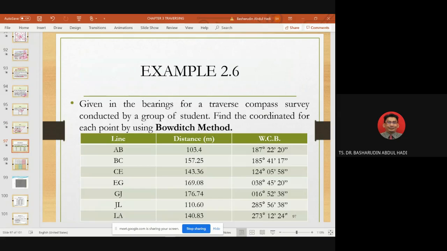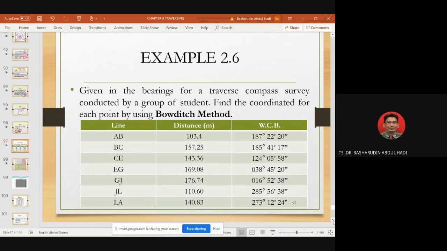Okay, this is an example to make our exercise and the theory we mentioned clearer. Example 2.6. I think the last one should make you happy because we are at the end of this class. Given the bearings for a traverse compass survey conducted by a group of students, find the coordinates for each point by the Bowditch method.